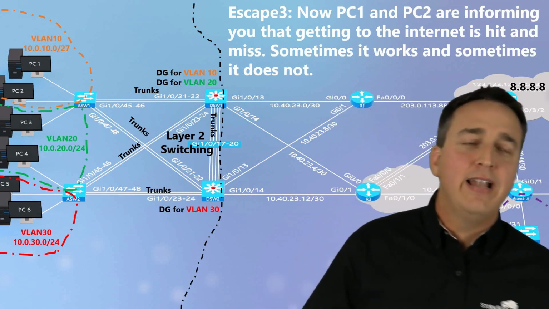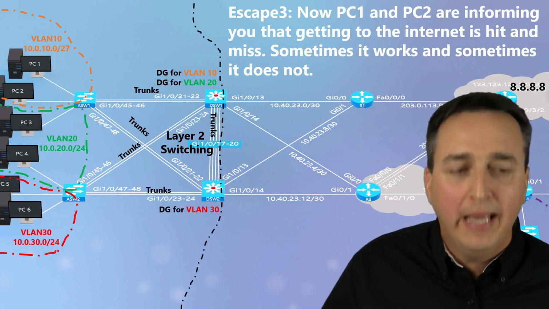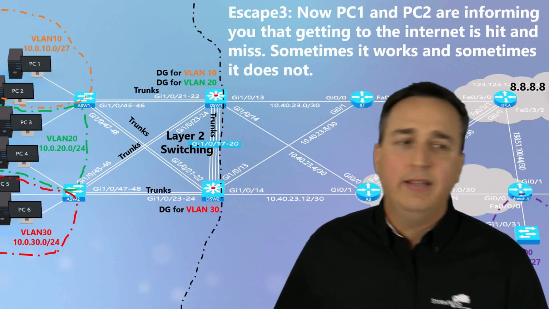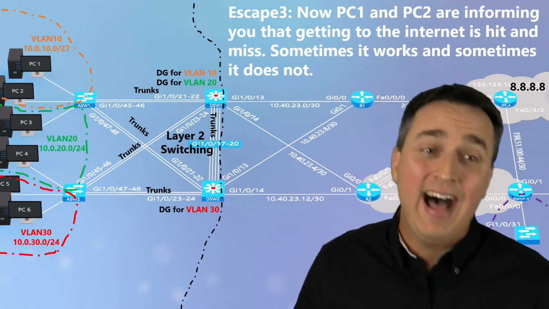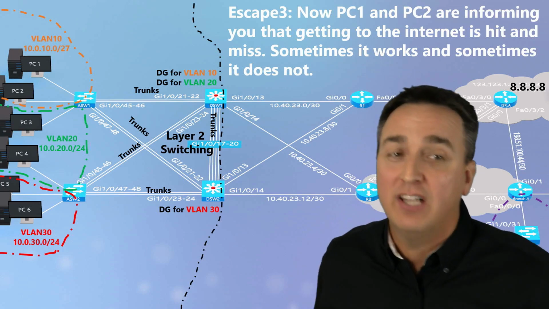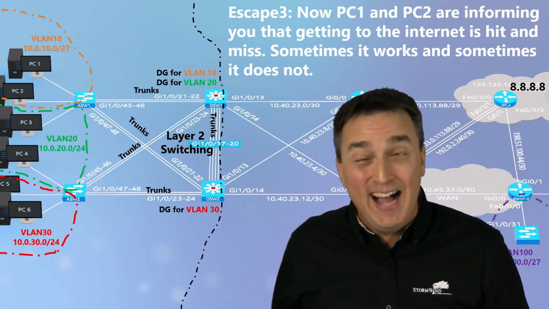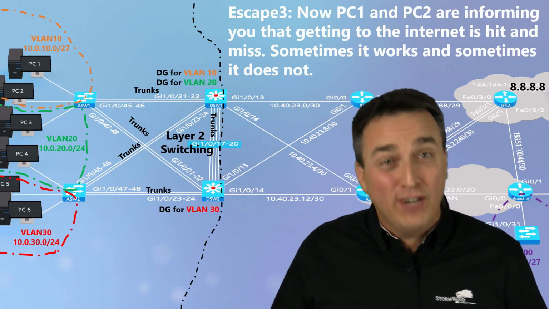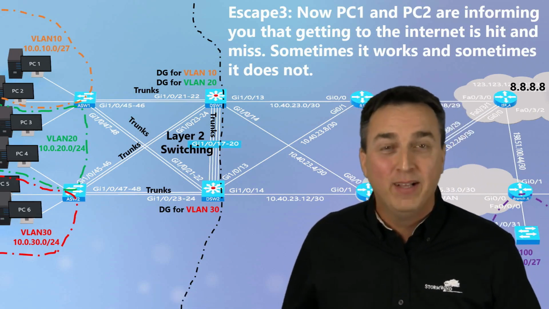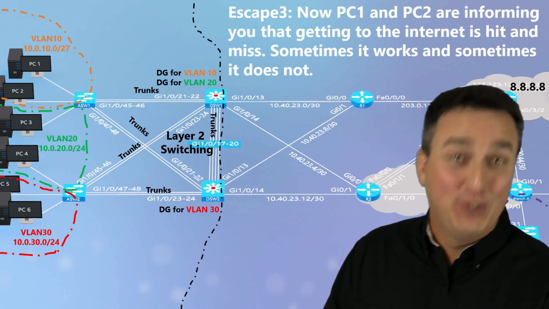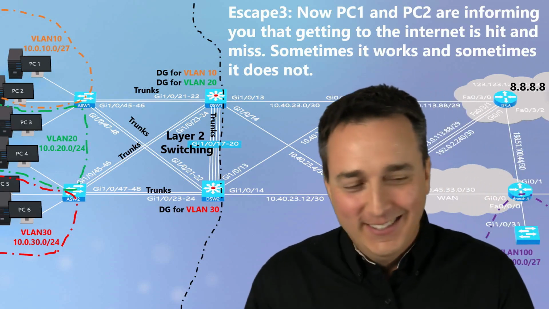PC1 and PC2 are now informing you that getting to the internet is hit and miss. They tell you that sometimes it works and sometimes it does not. Sometimes pages load properly and sometimes they don't. Sometimes Netflix streams just fine and sometimes it does not during company time. And you can't believe they just told you that. Anyways, with that in mind, folks, what are we going to do here?